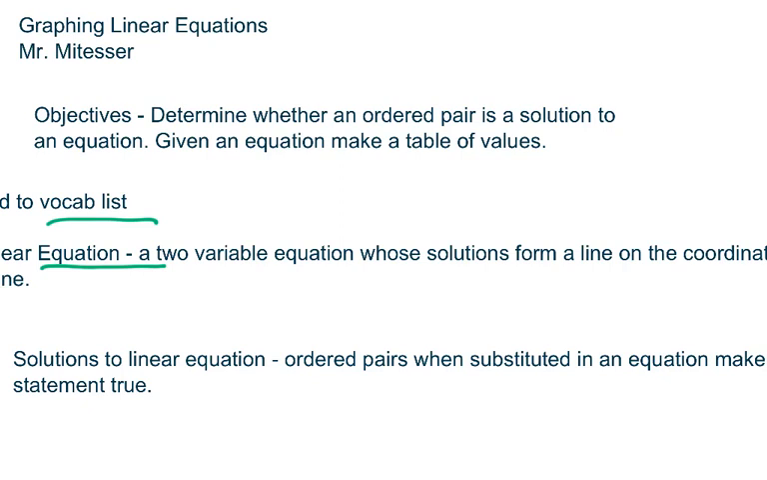First, I would like you to add the following to your vocabulary list. We have linear equation. A linear equation is a two-variable equation whose solutions form a line when graphed on the coordinate plane. Examples that you've probably seen before would be y equals 2x, or y equals negative x plus 4. So there's two variables, and when you graph them, they make a line.